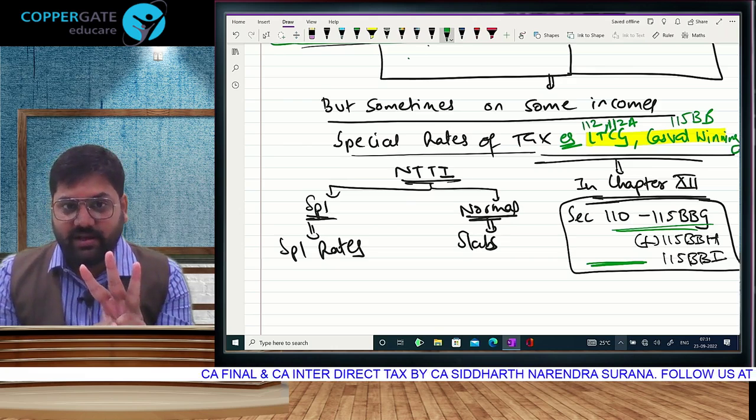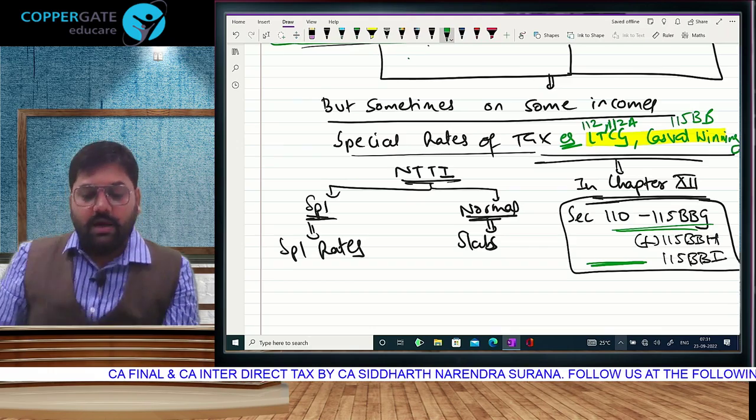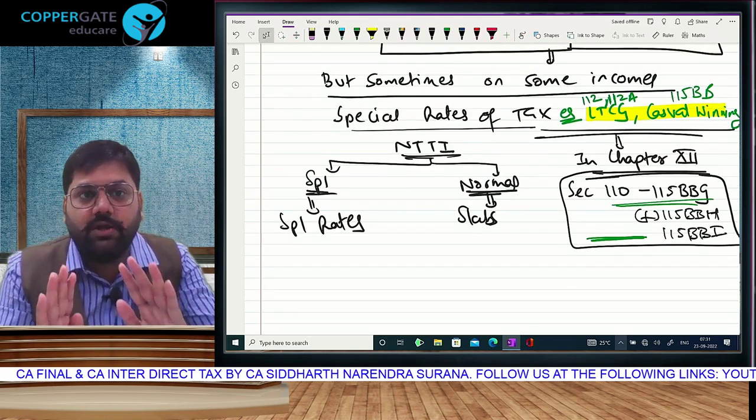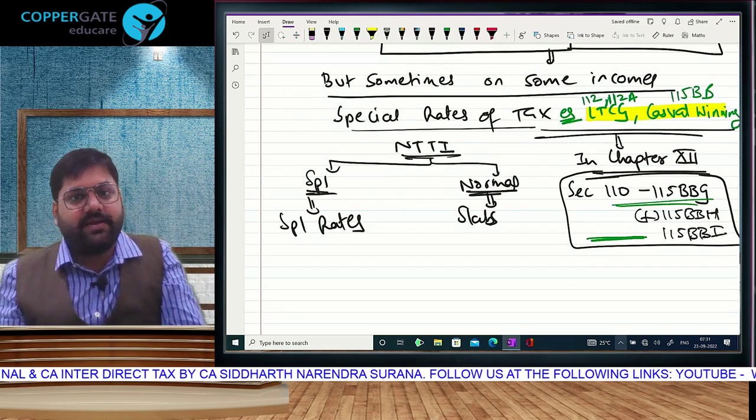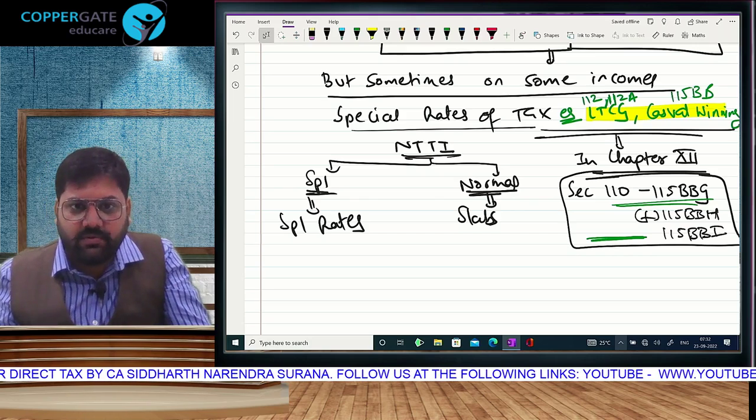Individuals are divided into three categories. The slabs for the three categories are over. Now, after learning the slabs, we are told that we will apply slabs only on normal incomes. Certain incomes will be taxed at special rates. Is that clear? So we will learn special rates whenever we have to.